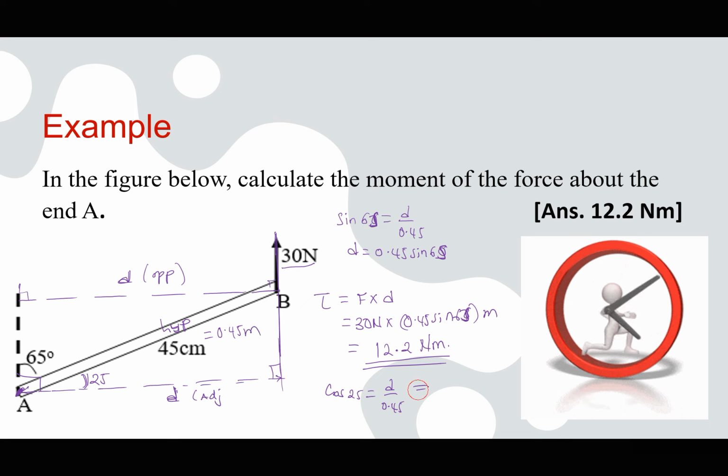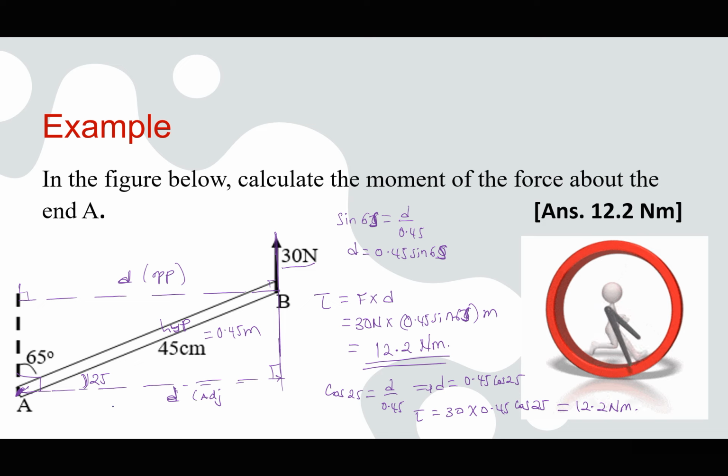So it means the distance is going to be 0.45 cos of 25. So the torque will still be 30 times 0.45 cos of 25, and I think the answer is still the same. So resolving is going to be very important. That's why you cannot learn this part without understanding how to resolve forces, or how to resolve vectors.